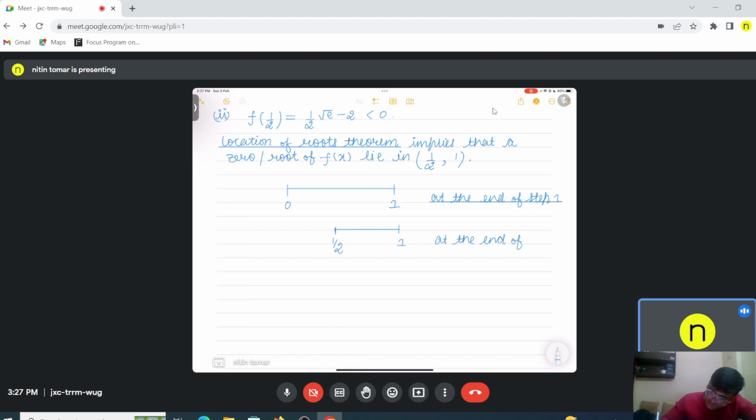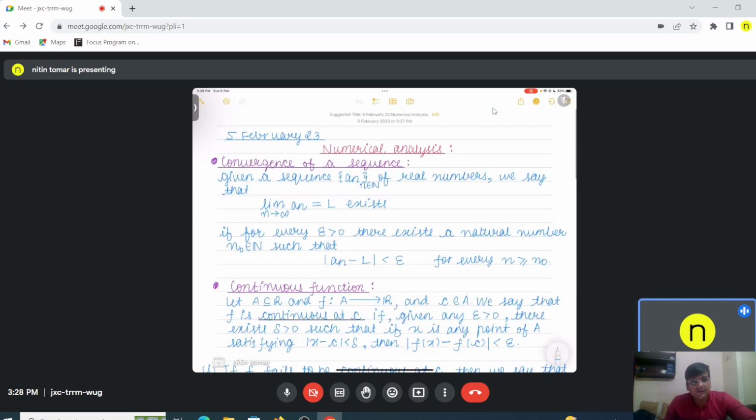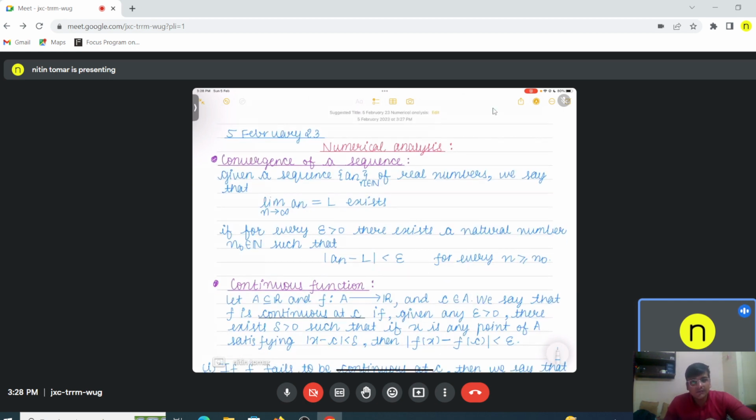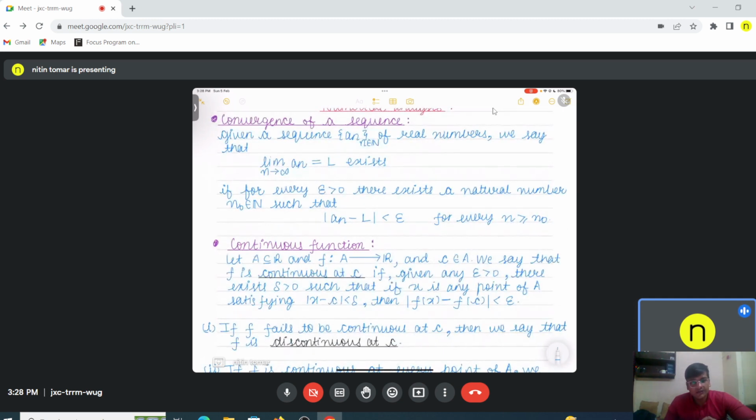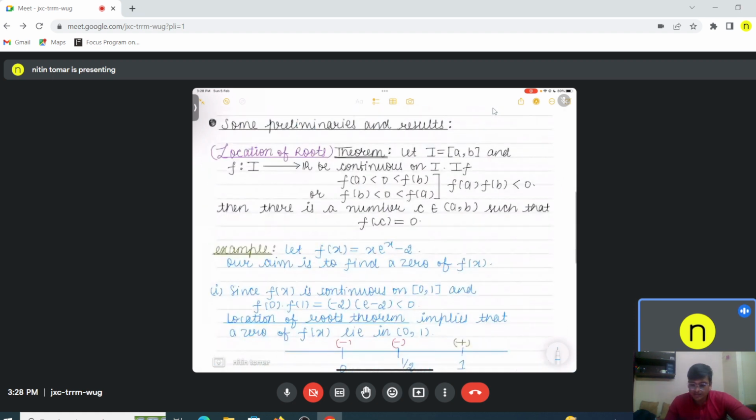So those who have joined late, I will come to those in just a minute. Today, as you know, is the first tutorial session for this numerical analysis course, and so far what we have seen is the definition of sequence and what we mean by convergence of a sequence, and continuous function, what we mean by continuity at a point and on a subset of the real numbers. Then we are seeing some properties of continuous functions, for example, primarily the location of roots theorem.